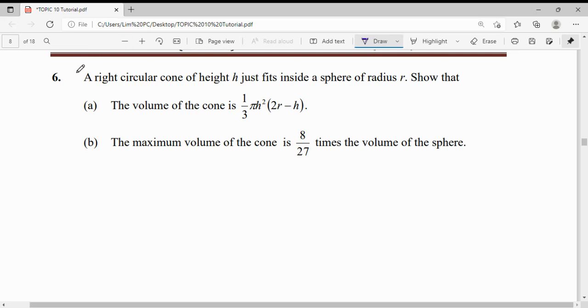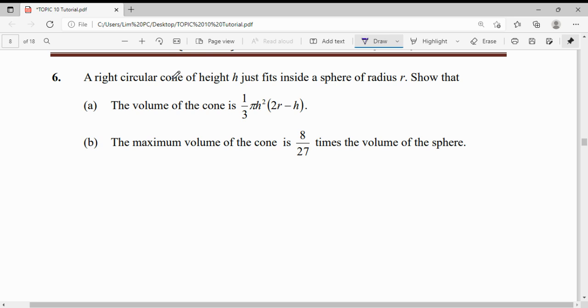For question 6, a right circular cone of height h just fits inside a sphere of radius r. So for the first task, we're going to show the volume of the cone is 1 over 3 pi h squared times 2r minus h. So we have to identify our variables here, where h is referring to the height of the cone and r is referring to the radius of the sphere.